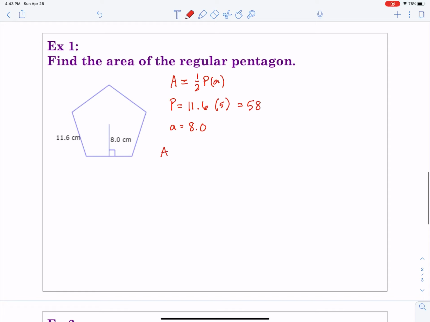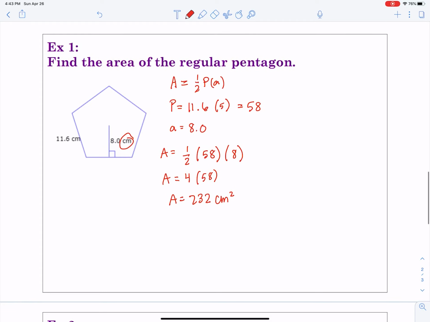So now I'm just going to plug all that in. Area is 1/2 times 58 times 8. And you can do multiplication in any order. So I'm actually going to take half of 8, which is 4, and multiply that by 58, because it's a little bit easier. And I get 232, and we are in centimeters, and it's area, so centimeters squared.